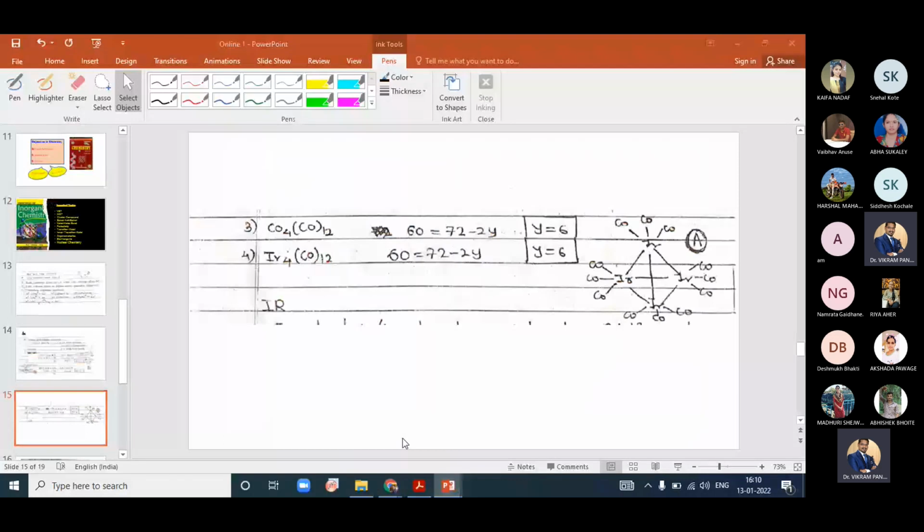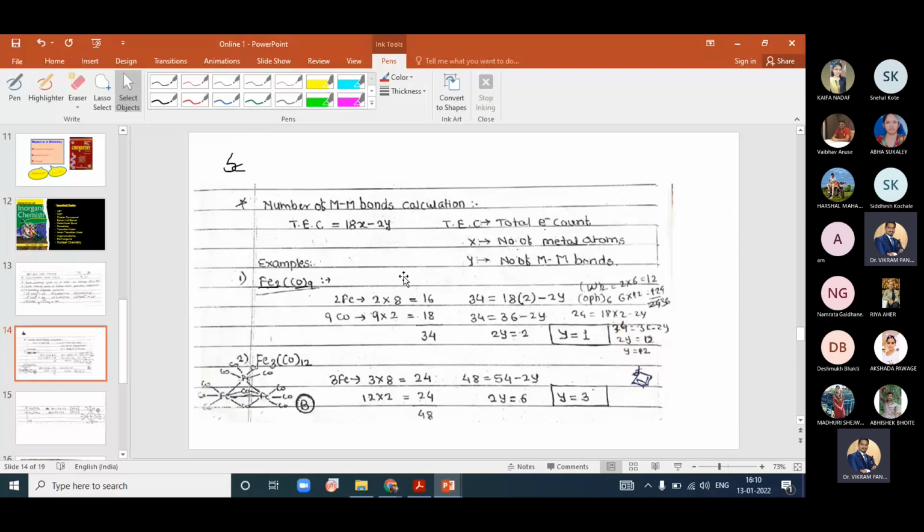Now here we are in the inorganic chemistry questions. You can find a number of examples and try them on your own. Just use this formula: total electron count is equal to 18x minus 2y. Okay, this is very important. If you have any doubt, you can ask me, you can message me, and if you are not getting any answer, I will try to help you.